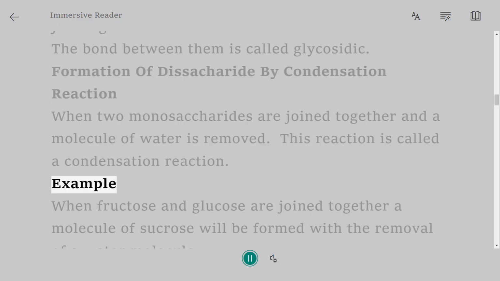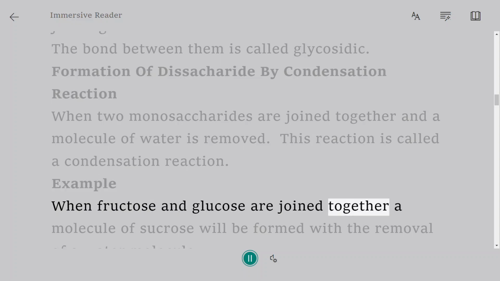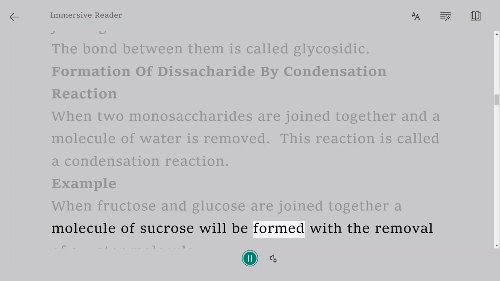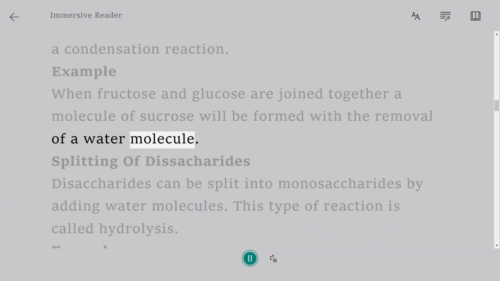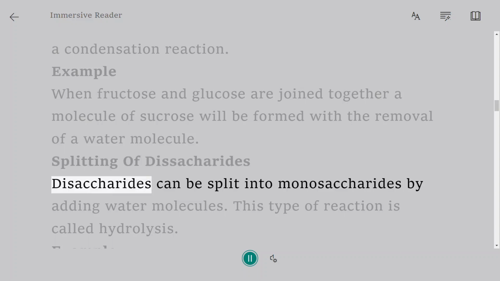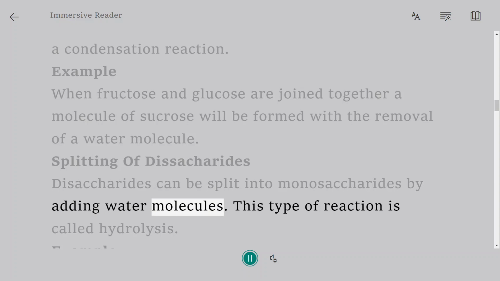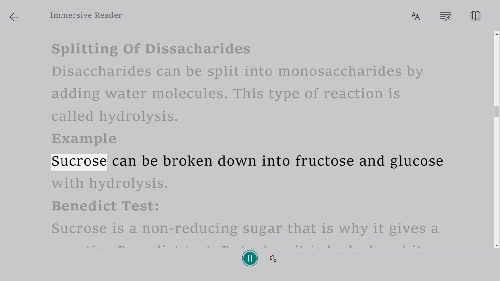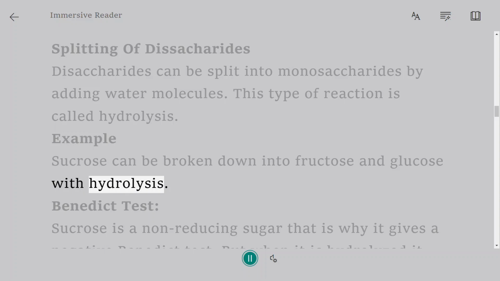Example: when fructose and glucose are joined together, a molecule of sucrose will be formed with the removal of a water molecule. Splitting of disaccharides. Disaccharides can be split into monosaccharides by adding water molecules. This type of reaction is called hydrolysis. Example: sucrose can be broken down into fructose and glucose with hydrolysis.